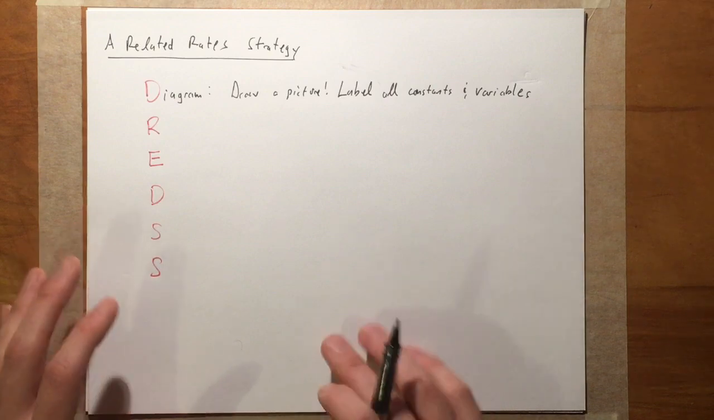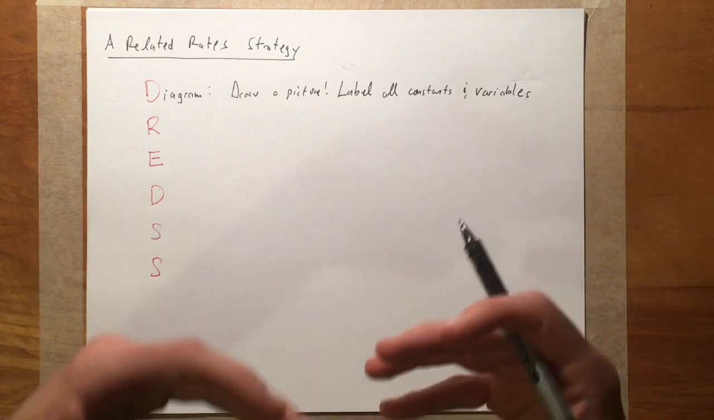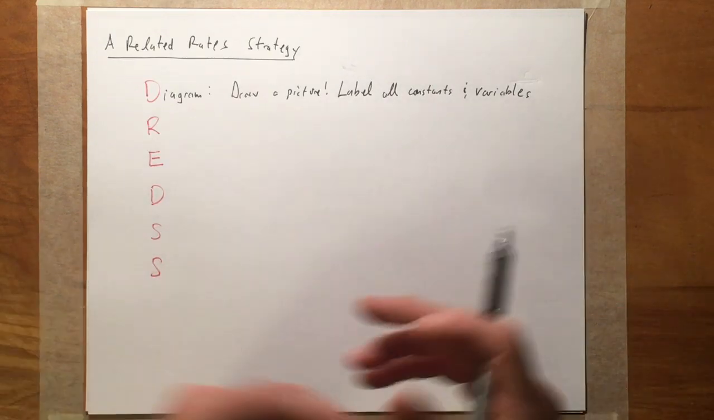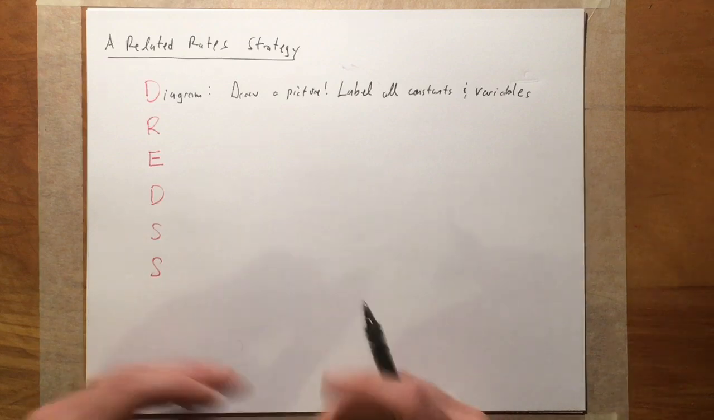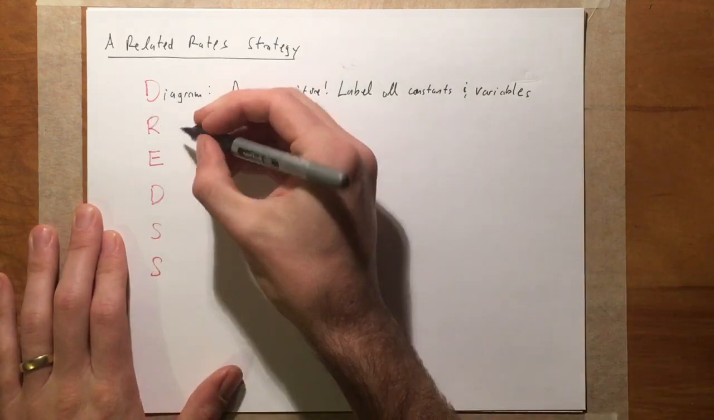Okay, even if it says, like in the previous example, when the radius is 12 centimeters, that's not saying the radius is always 12 centimeters. That's just used to specify an instant. So the radius would still be a variable. So that's diagram, draw a picture.